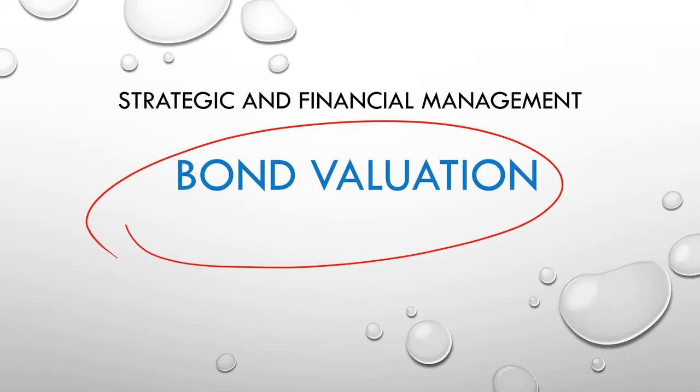Bond valuation. We've looked at what a bond basically is. I told you that a bond is a financial instrument which companies or governments use in raising finance. We also looked at the characteristics of a bond. Basically, a bond has a face value, a coupon and coupon rate, and a maturity. So for every bond, you look out for the face value, the coupon rate, and the nominal value.